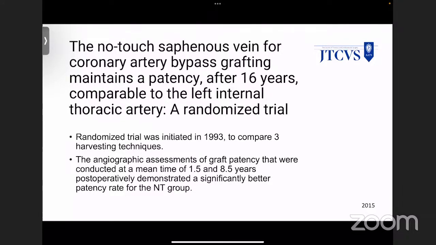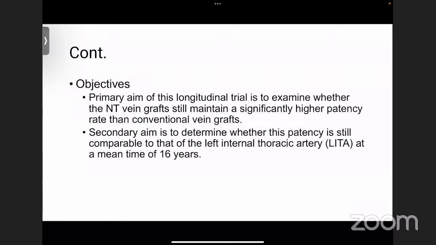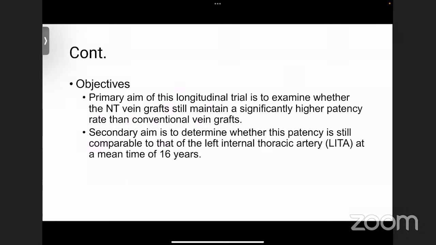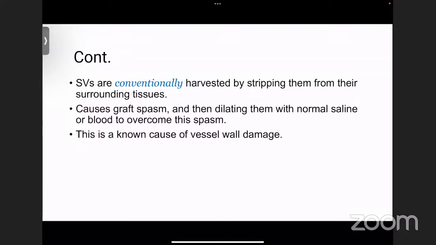And they had results at 1.5 years, 8.5 years, and then finally they had one at 16 years. The primary aim was to examine the no-touch vein and the patencies versus the conventional vein grafts. And then the secondary aim was to compare it to the LIMA. I don't support comparing it to the LIMA because we shouldn't be playing with fire, but that was their secondary objective.